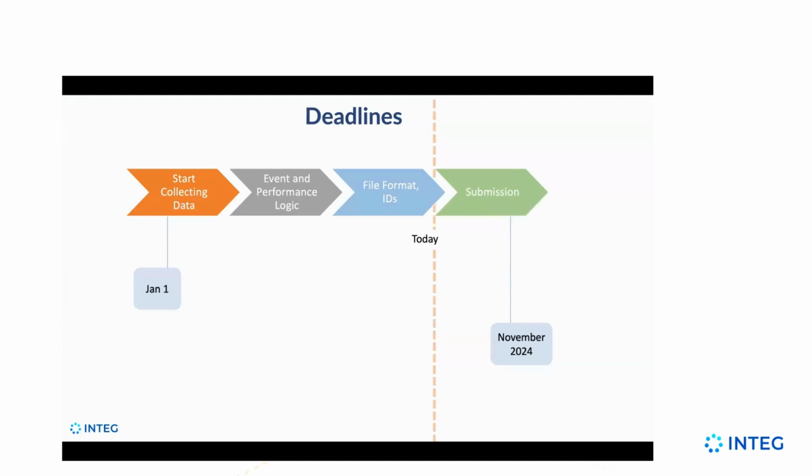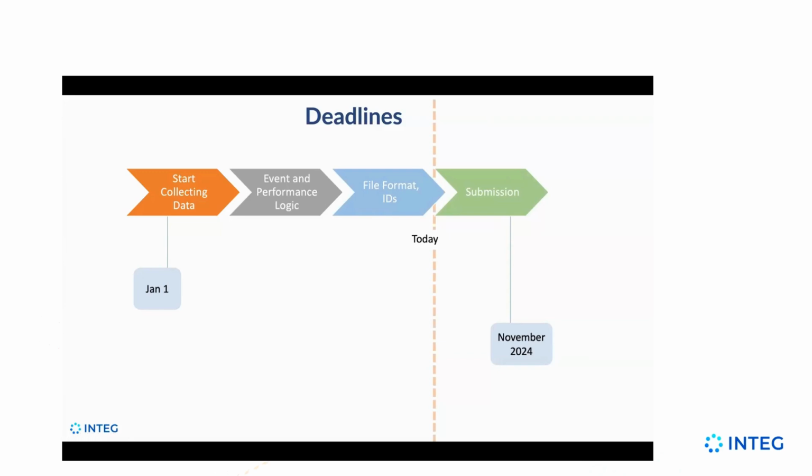Now, where is NERC? They said you should start collecting this data by January 1st. They didn't actually give you everything you needed to do that. It took a while. Somewhere in between, they gave you what the event and performance logic should be that you need to be collecting. They still hadn't given you the file formats. Then they eventually gave you the file formats, but then the IDs, they didn't tell you how to get the actual IDs if you wanted to submit. Then they finally gave you the IDs, and at this point, you should have everything you need to submit.